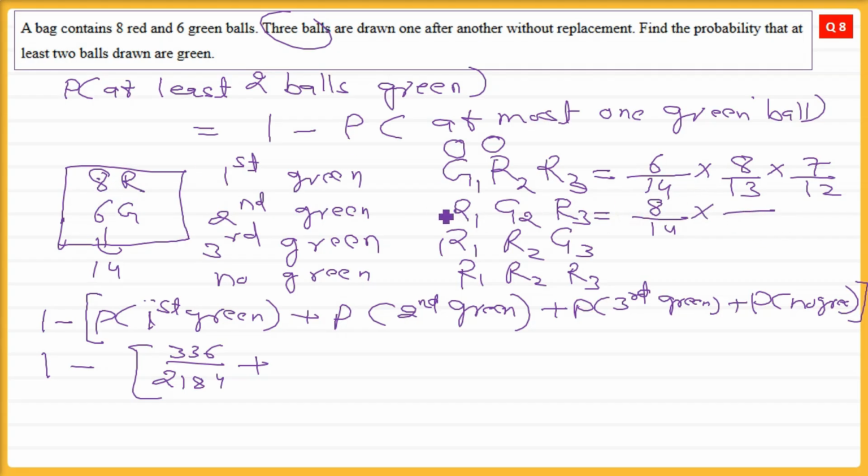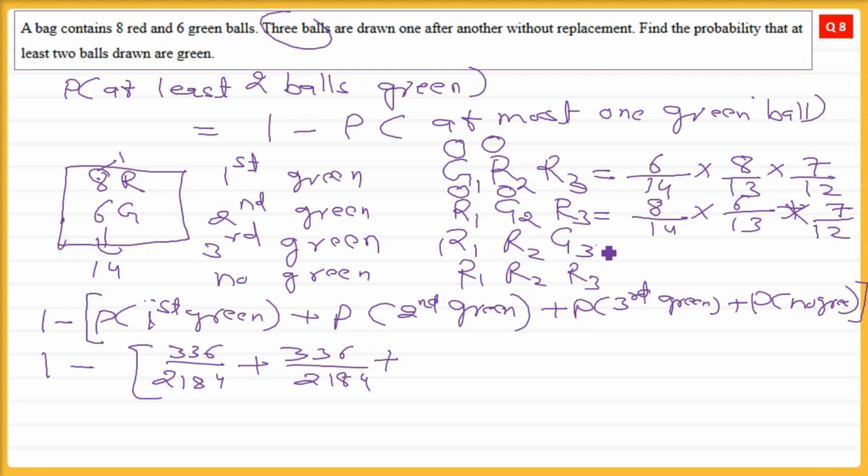Next one should be green. One ball is already taken, so only 13 are remaining. Second ball has to be green. How many greens are there? 6 greens are there. Now the third picking has to be red. 2 balls are already gone, so 14 minus 2 is now 12. And in the red, the first red is already picked up. The second red, which is the third pick here, is only 7 because one red is already picked up. So this will again come as the same number, 336 by 2184. You know already the numerator has 6, 8, 7. Denominator has 14, 13 and 12.